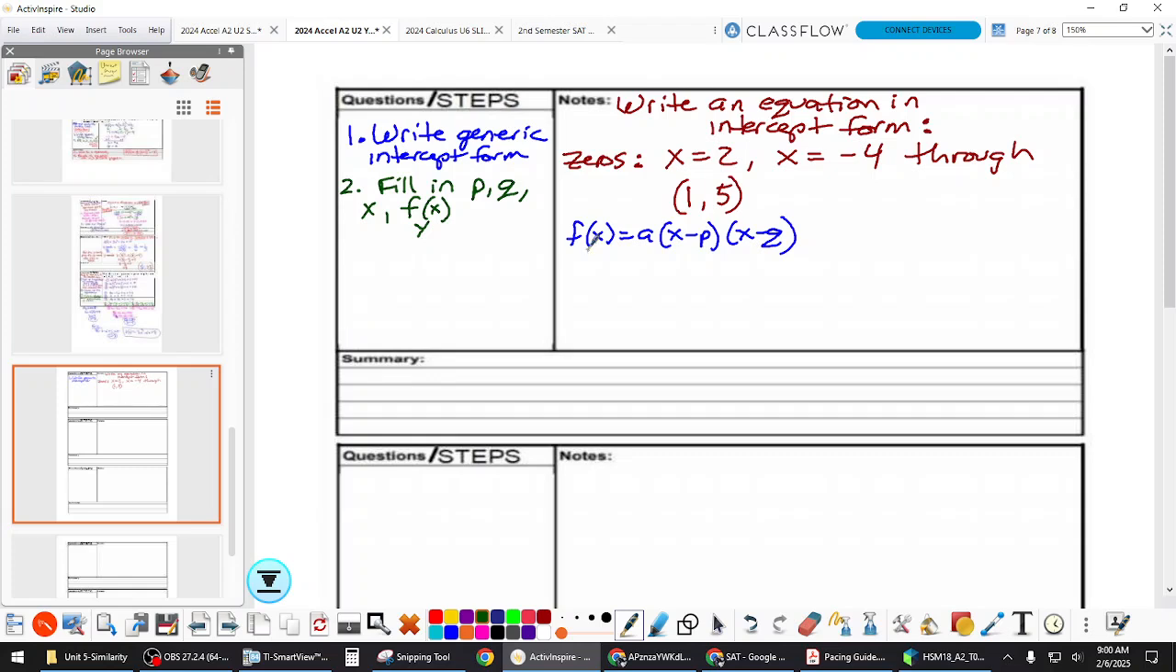Okay? What is f of x? 5. What is x? 1. What is the other x? -1. What is p? 2. What is q? -4. Okay, and then we fill in all this stuff around it.